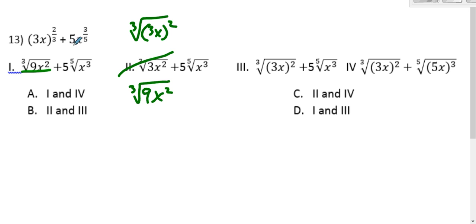Then the 5 is outside because it does not have the exponent on it. And then you do the 5th root of x to the 3rd power. 5 outside, 5th root, x cubed. The 5 is not outside in the other one, so it's not that one. So we've got 1 and 3.